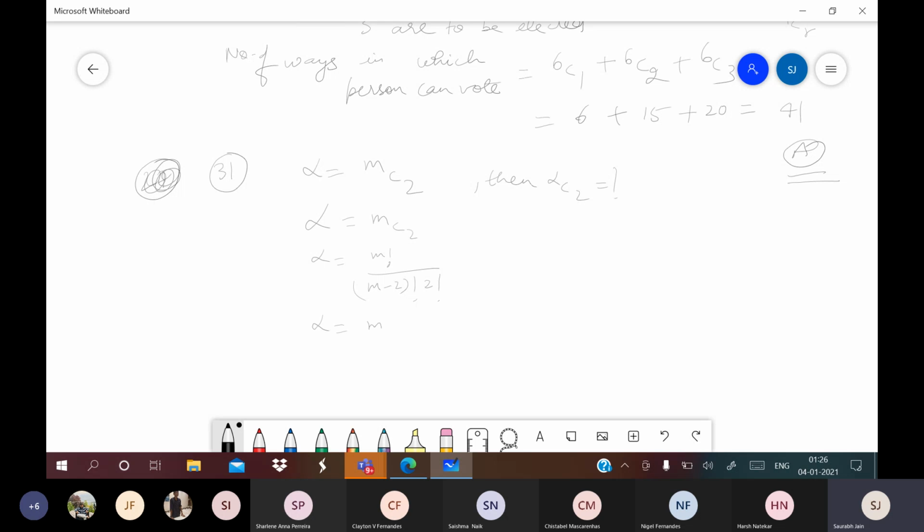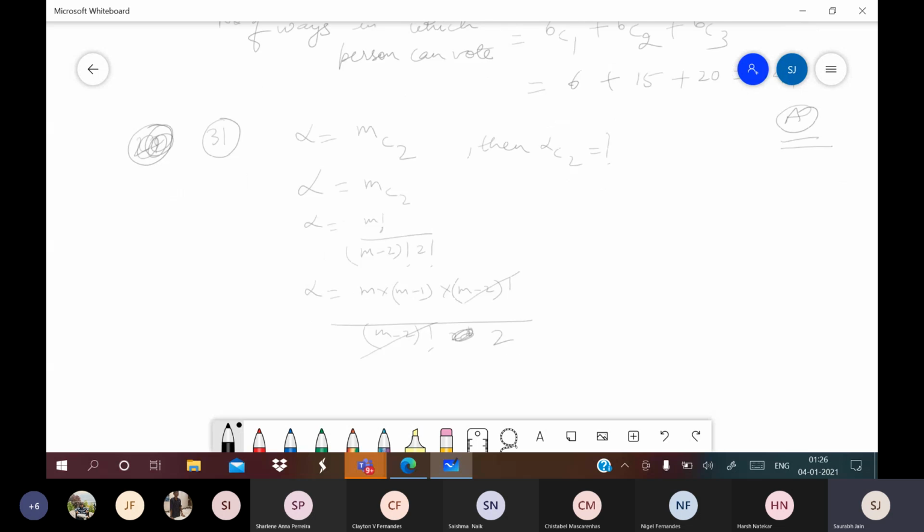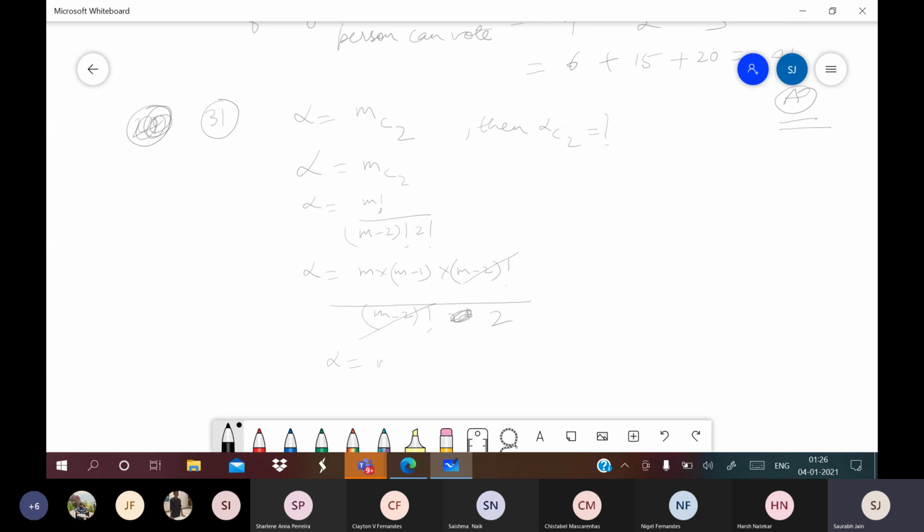This will be m into m minus 1 into m minus 2 factorial. You know how to change this, right? And in the denominator you have 2 factorial, which is 2 only, right? Cancel this. So alpha comes out to be m minus 1 by 2. Now you put this value here. First you simplify this as well.